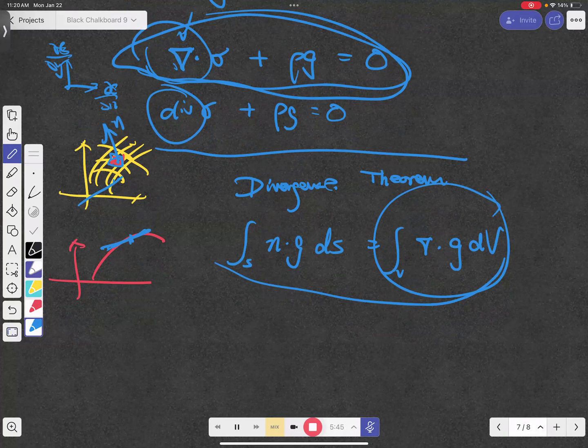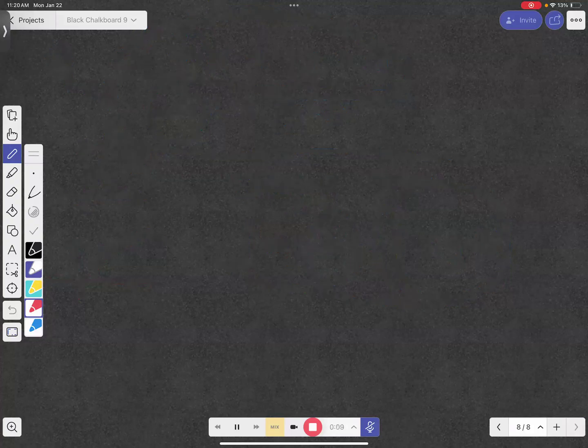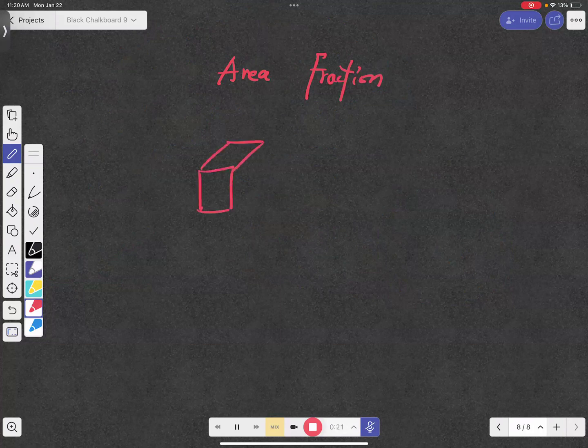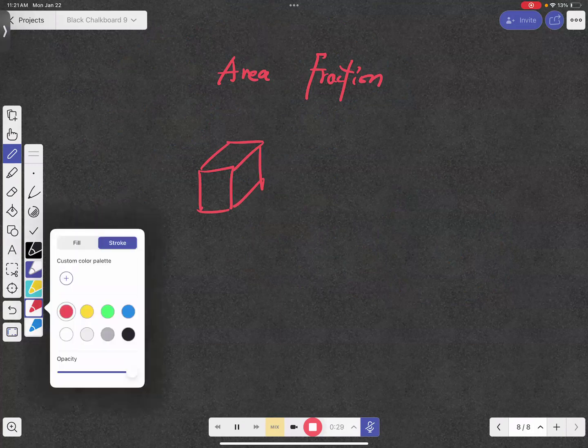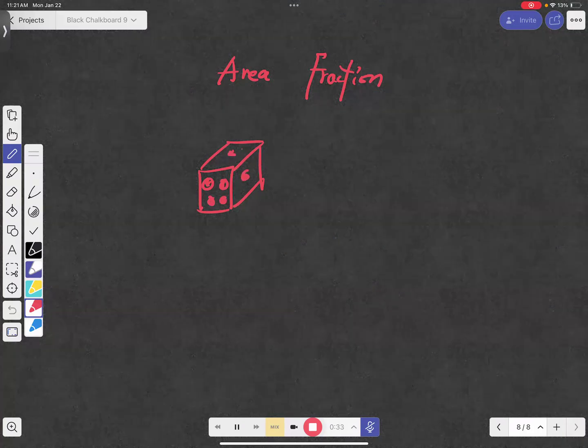Now, why do I need to care about it? Because I also need to rethink what the surface area is. Let me explain this. Let's consider a cube. Imagine there's an orange and I cut a perfect cube from it. You will see there are some solid tissues, and then there's some fluid.